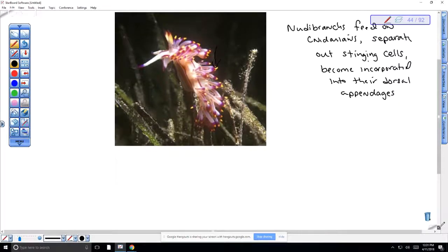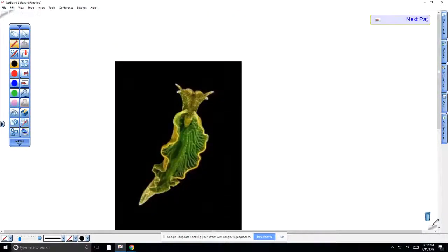And then these organisms also can become photosynthetic. This is just an example of a nudibranch that has fed upon algae. And just like with the coral, the algae become incorporated into their tissues. And now we have an animal that is photosynthetic. So when these organisms are first born, when they hatch out, they are not green. And it is only after they start to eat the algae that they become green. So again, it's interesting to see how that digestive system would take in the algae and then pass it to the tissues without digestion occurring.